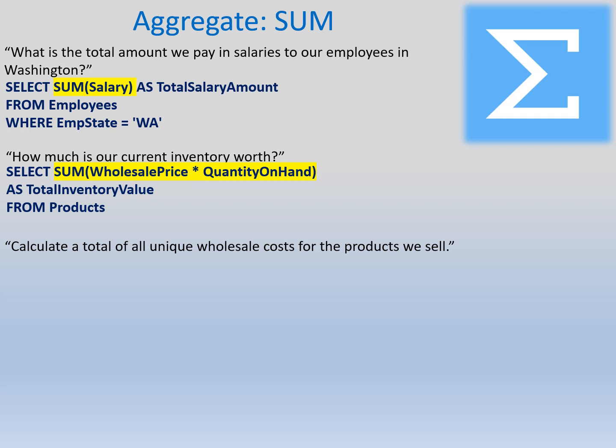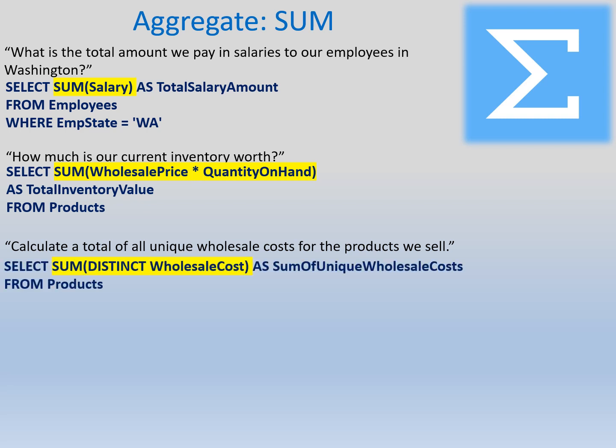The next query, calculate a total of all unique wholesale costs for the products we sell. Here in the select statement, we see the sum aggregate, we see the column wholesale costs, but notice we also have the keyword distinct because the query is calculate a total of all unique wholesale costs.